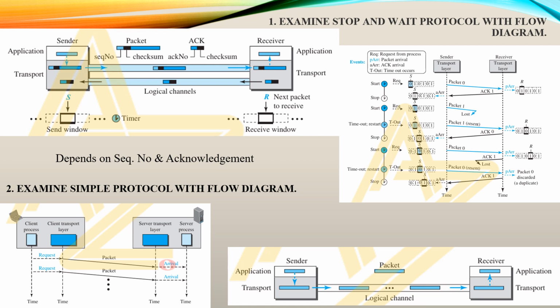Moving on to the second question, examine simple protocol with flow diagram. So simple protocol is nothing but you are sending and receiving the packets in order. This is the block diagram and this is the flow process.